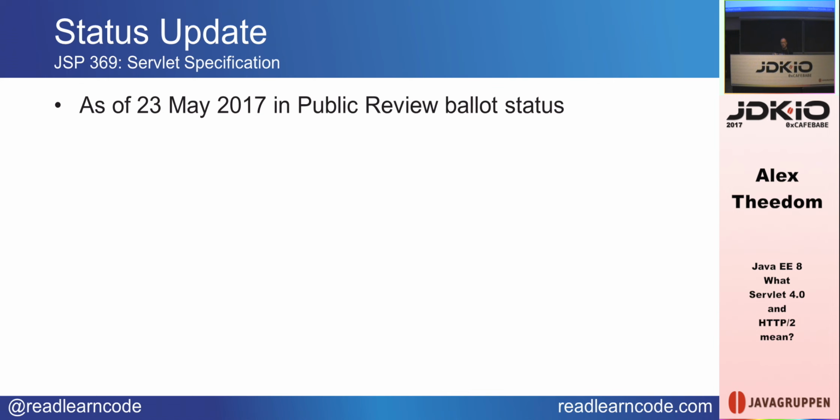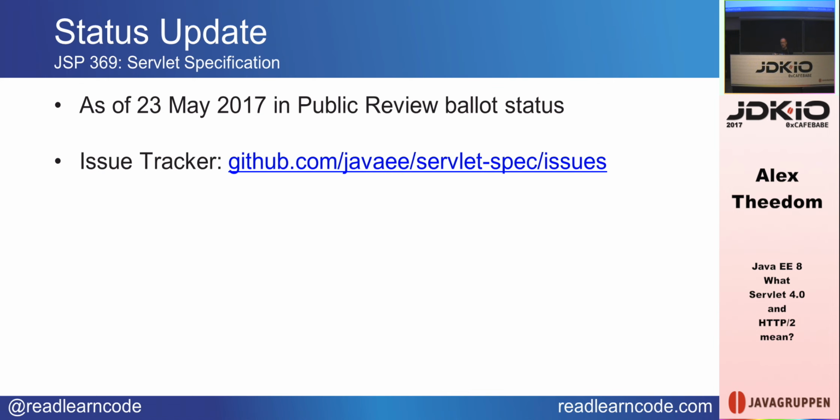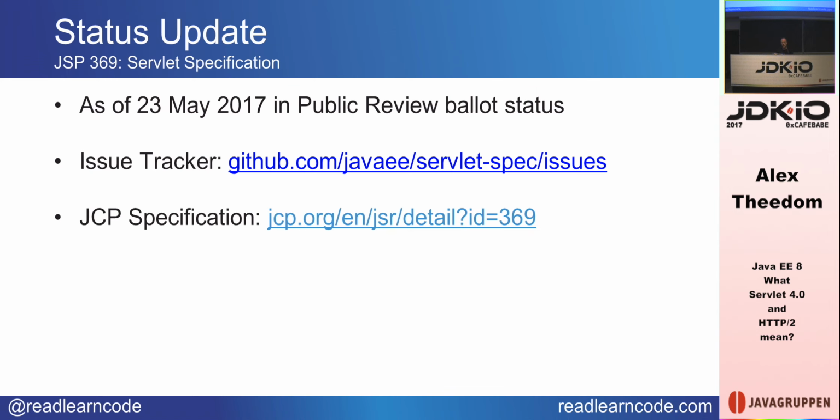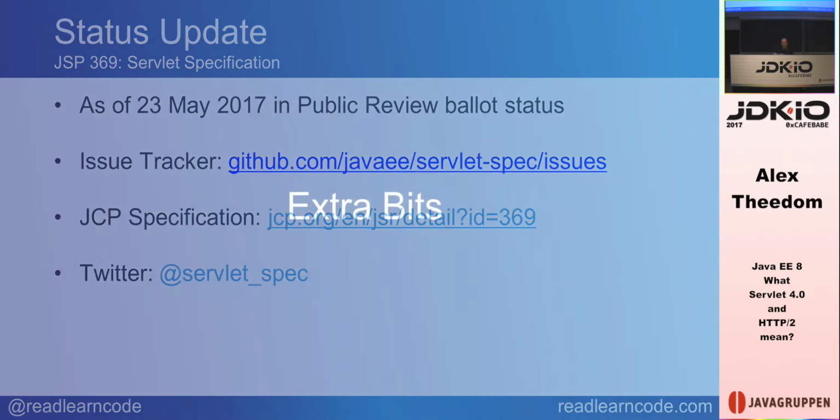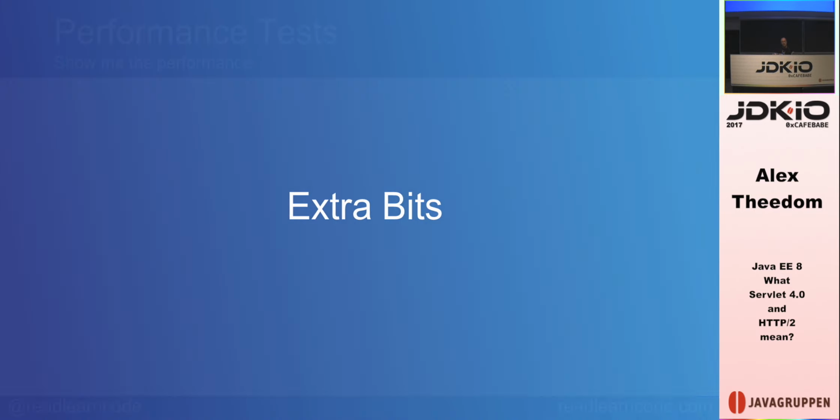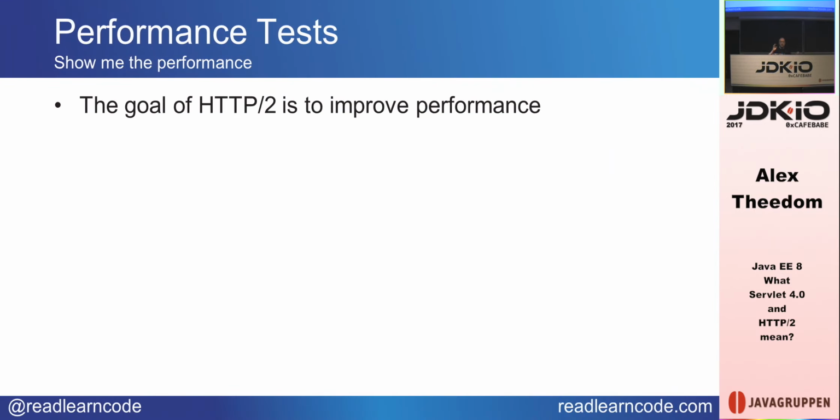So, status update, I'll go through this quickly. As of the 23rd of May 2017, it's in public review ballot status, so it's going to happen. Issue tracker: if you want to know what the current issues are on the servlet spec, you can find it there on GitHub. JSR 369, if you want to read about the specification. And there is a Twitter account, which is a bit sleepy. Occasionally, you might find some things published on that.